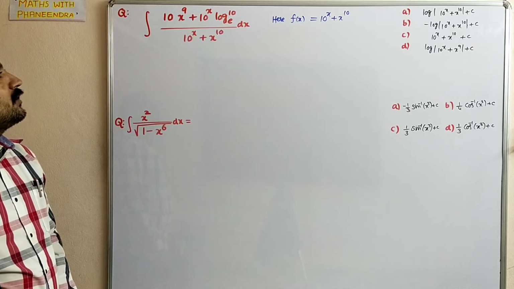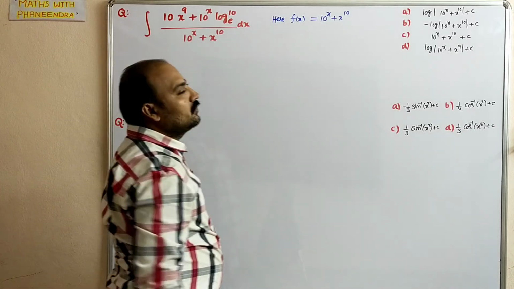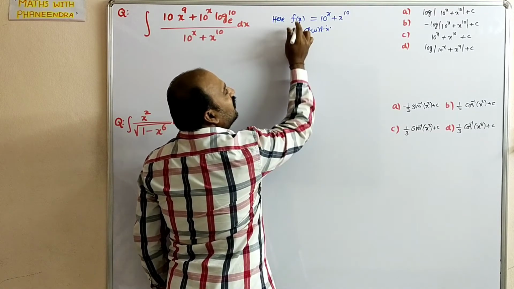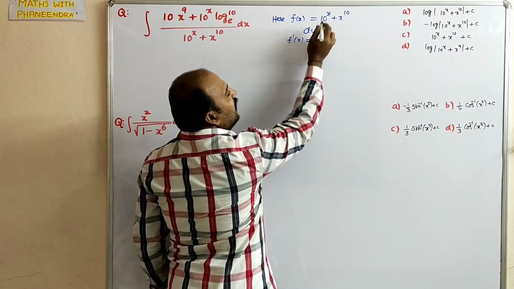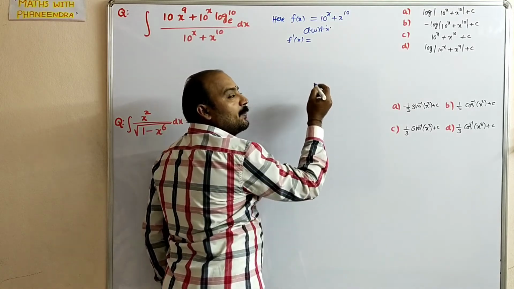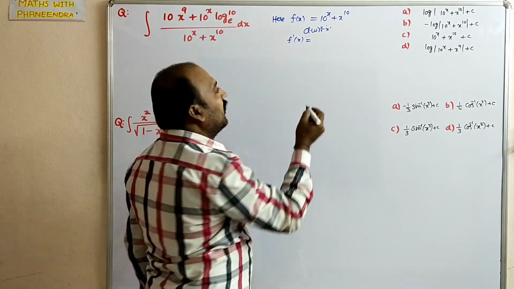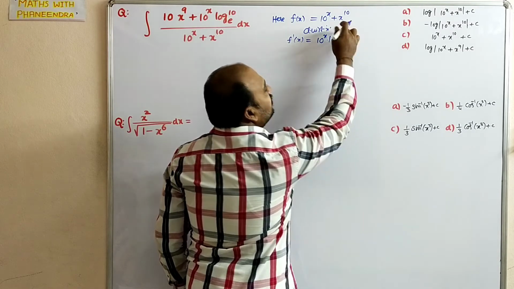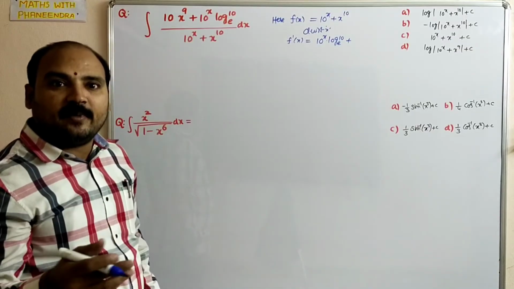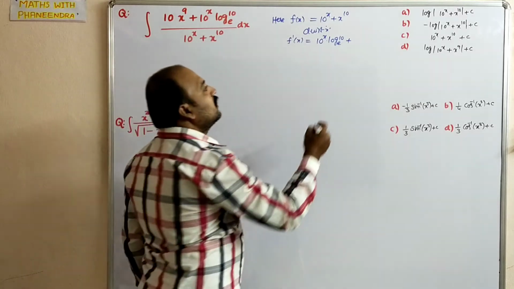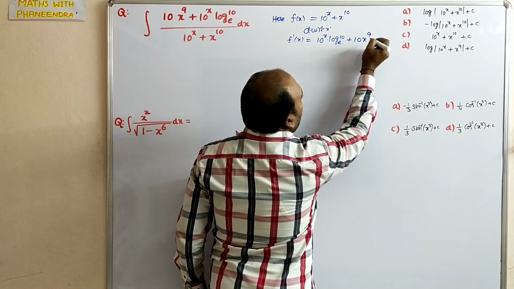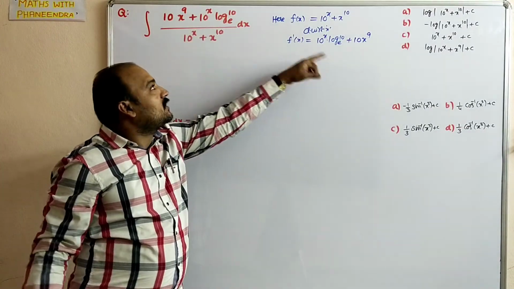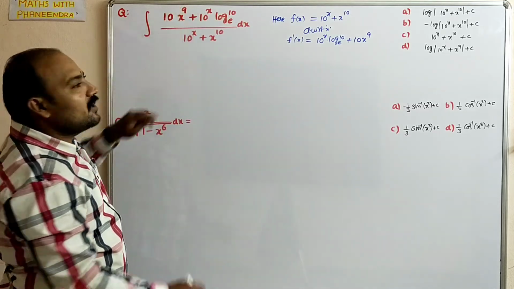So what will come here? Differentiate with respect to x. F of x derivative is f dash of x. 10 power x is in the form of a power x. A power x derivative is a power x into log a. So 10 power x into log 10 to the base e, plus x power 10, which is in the form of x power n. The derivative of x power n is n into x power n minus 1. So 10 into x power 10 minus 1 is 9. So it is exactly 10 power x into log 10 to the base e plus 10 into x power 9, which is there in the numerator.